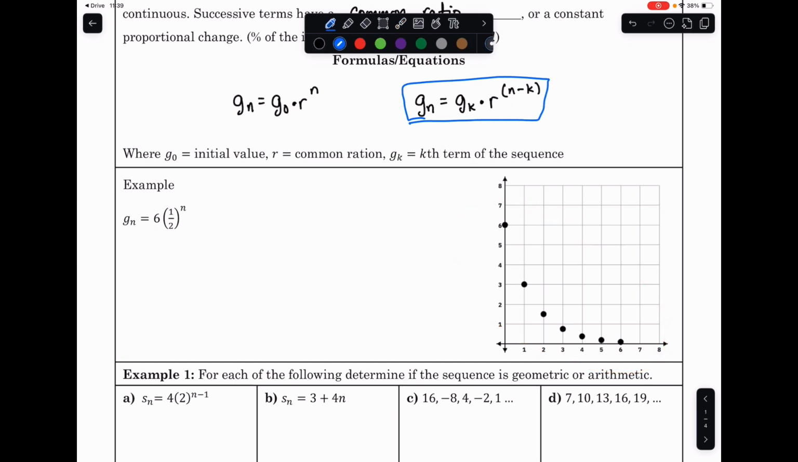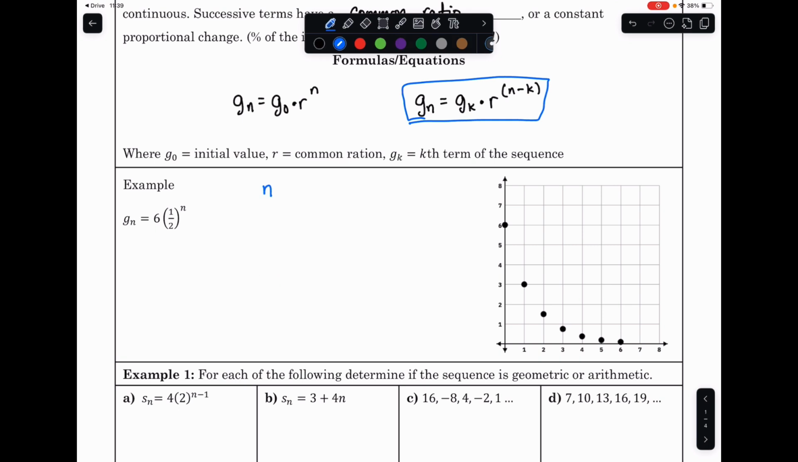The first number in the sequence, g of 0, is equal to the value of 6. The second number in the sequence, g of 1, is 3. And then the next number in the sequence after that is 3 over 2. And then we have 3 over 4 and 3 over 8 and so on. So this is g of 0. Let me make this into a table instead.